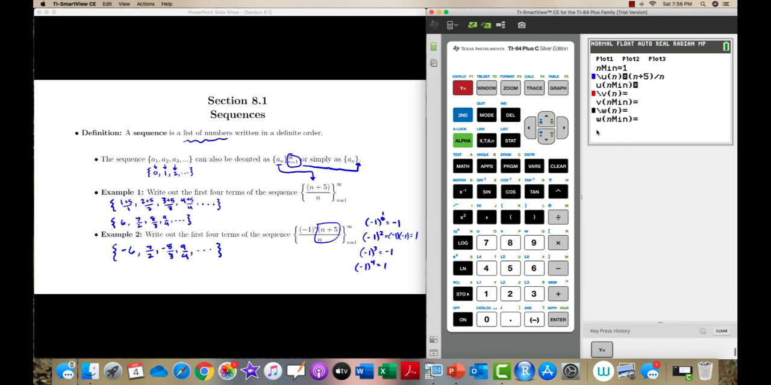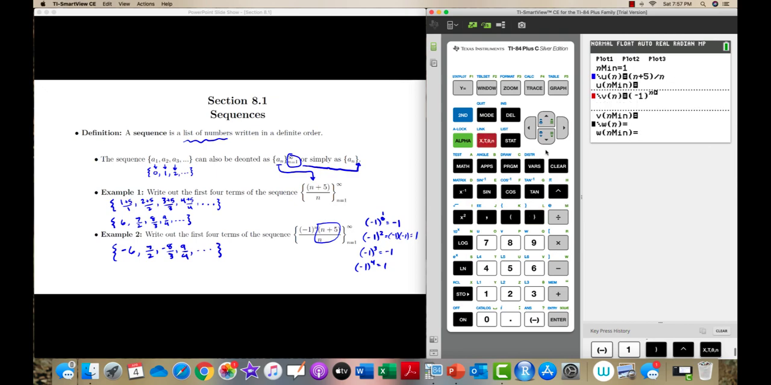Now going back to the menu here, let's take a look at example 2. Down in red here, I'll start that one at 1 as well. Oh, sorry, actually, that was not what I wanted. I'm going to put 1 right up here, and then for this one, we will do the same thing but with -1 raised to the nth power, and then n plus 5 divided by n. And I'll go ahead and graph that.